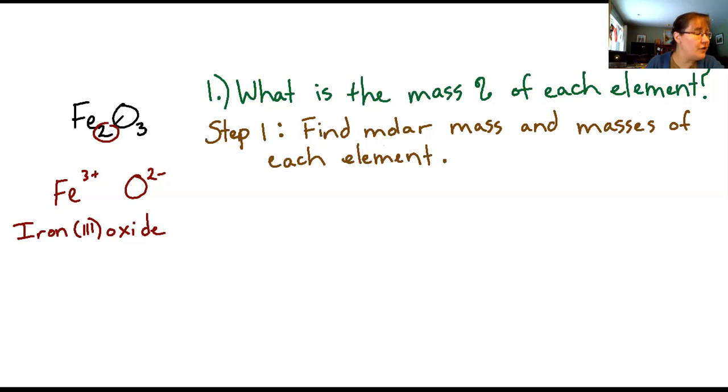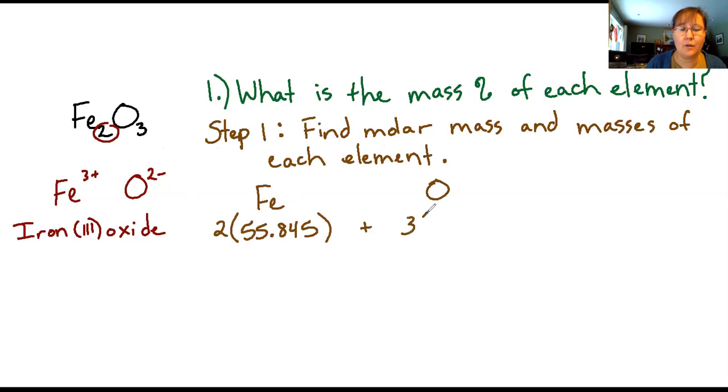Okay, so first of all, let's do iron. The iron is number 26, and there are 2 of them. So we have 2 times 55.845, plus our oxygen, and we have 3 of those, and that's 15.999.